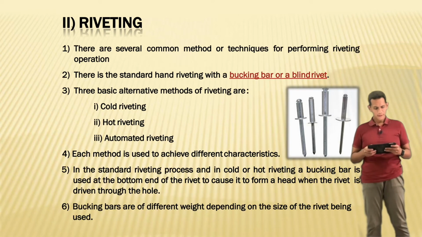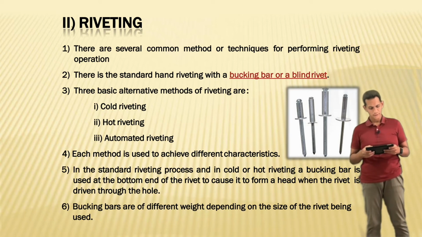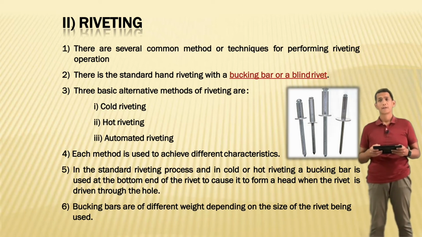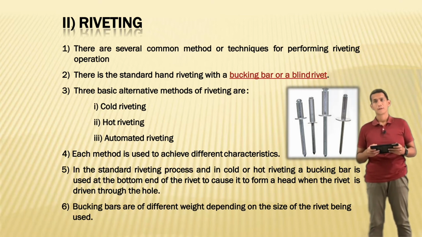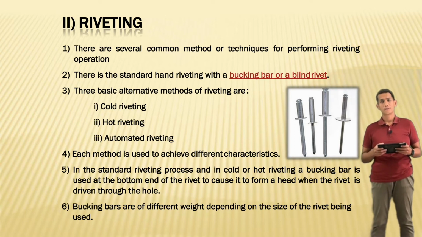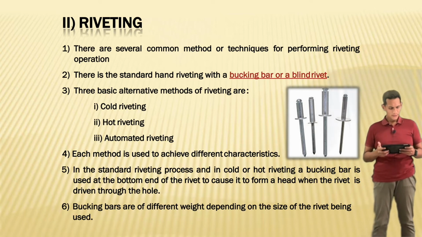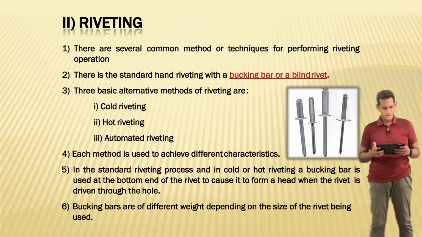And then we have riveting. There are several common techniques for performing the riveting operation. So there is standard hand riveting with a bucking bar or a blind rivet. Three basic alternative methods of riveting are cold riveting, hot riveting and automated riveting. Each method is used to achieve different characteristics.